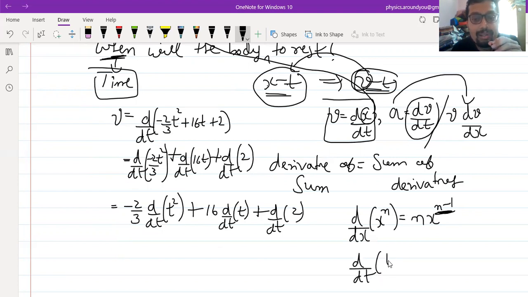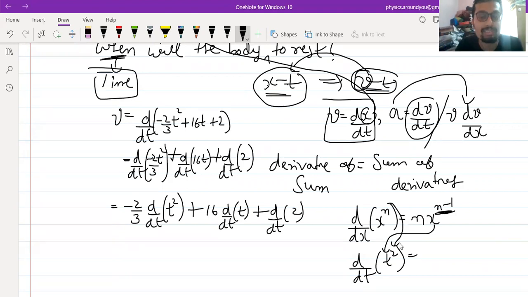Derivative of t square. First we will take the derivative of t square. So in place of x, what will you substitute? t. In place of n, 2. Do this. Try to do this and tell me the final expression.